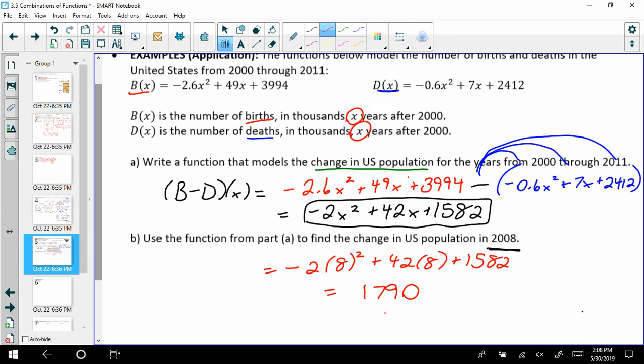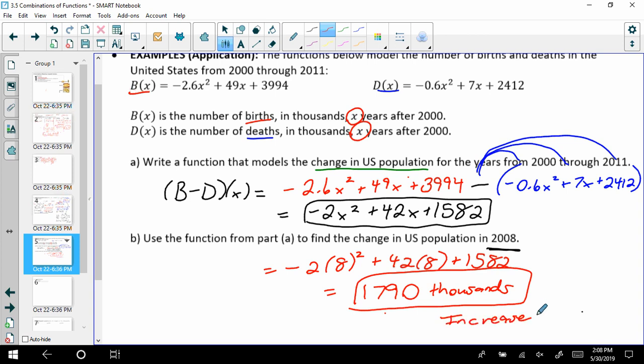Now what is this? What is its label? Well, technically they said this is in thousands. So what this would represent, since that is taking into account the births and the deaths, and it came out positive, we actually have an increase in population, meaning more people were being born than dying.